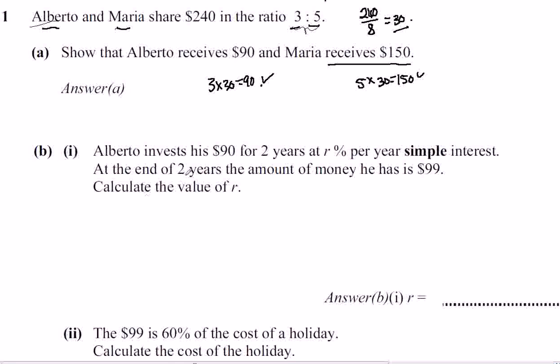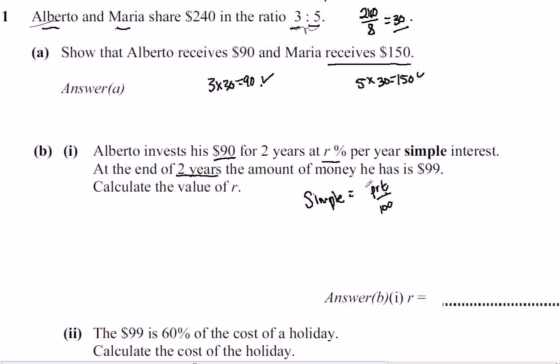Okay, next question. Alberto invests his $90 for 2 years at R% per year simple interest. At the end of the 2 years, the amount of money he has is $99. Calculate the value of R. So when you're working with simple interest, we should know the formula PRT over 100, where P represents the principal, the amount he's putting into the bank, R represents the interest rate per year, and T represents the time that he puts it into the bank for.